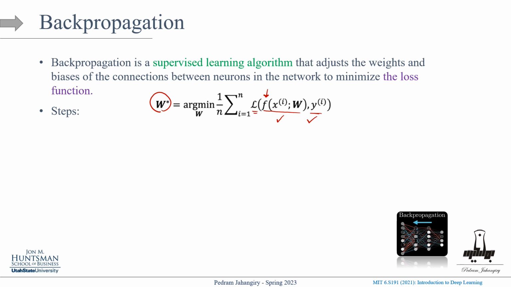Again, we said that we can have different functional forms, right? And it goes for n observations, from 1 to n. Okay, so what are the steps? Let's follow the steps one by one. So these are the steps in backpropagation.